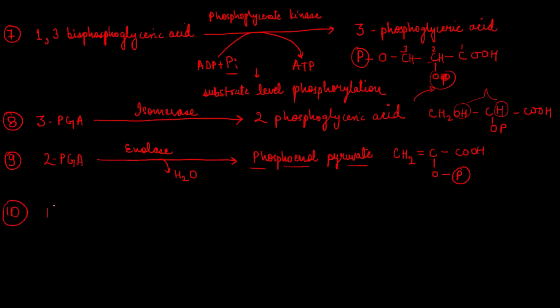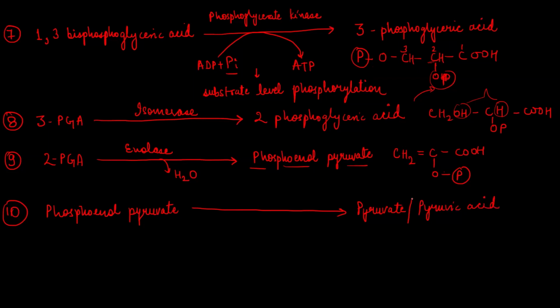We have phosphoenol pyruvate. Now it ultimately leads to the formation of pyruvate, or you can say pyruvic acid. Okay, this happens. Now the reaction is catalyzed by the enzyme known as pyruvate kinase. It is catalyzed by pyruvate kinase. And what happens in this case?